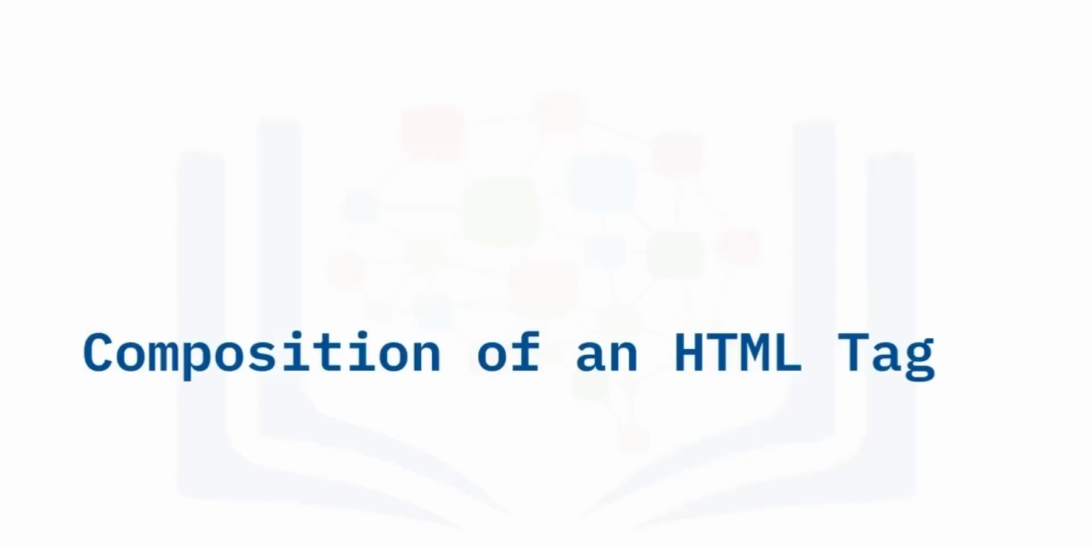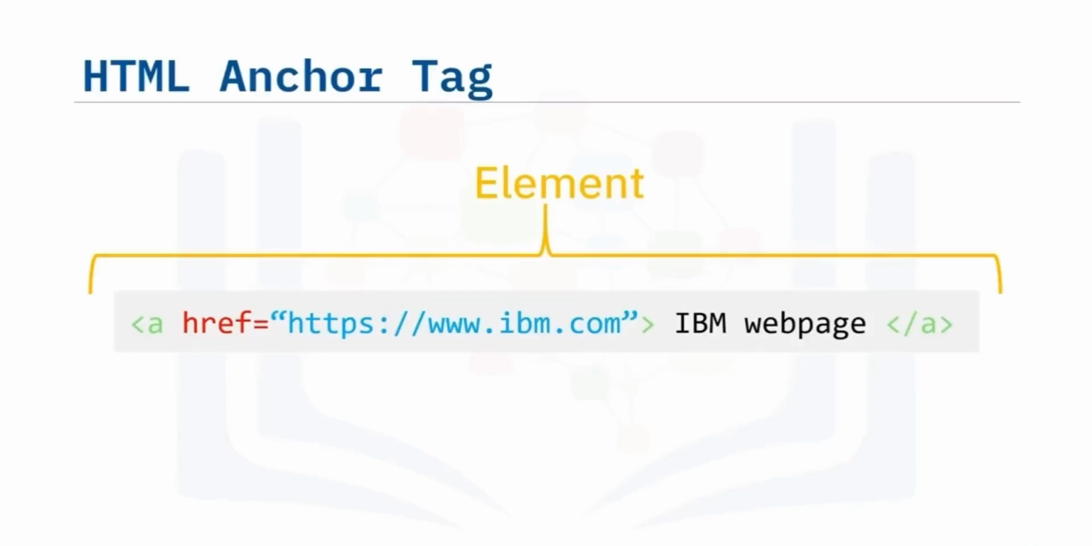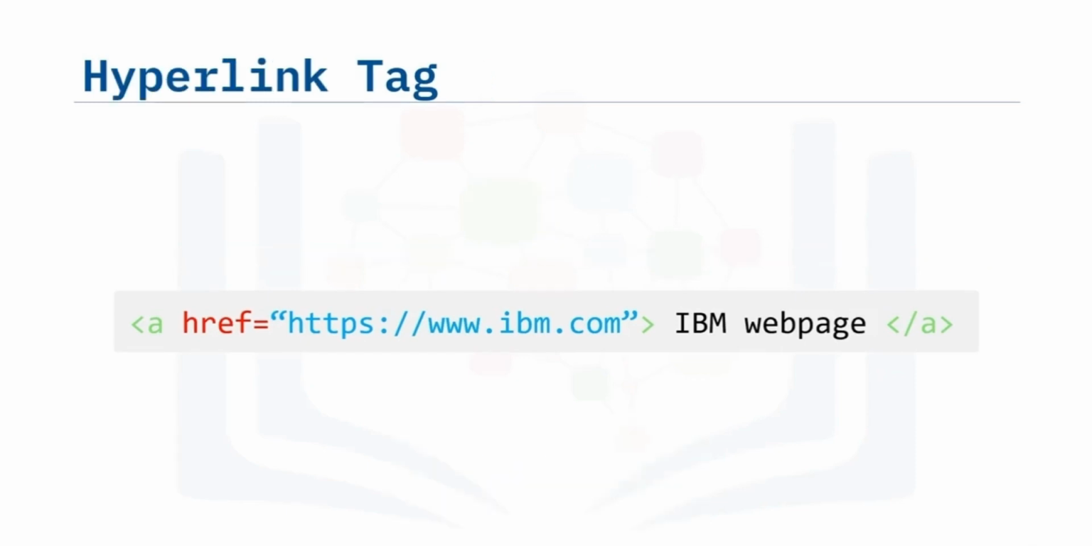Let us take a closer look at the composition of an HTML tag. Here is an example of an HTML anchor tag. It will display IBM, and when you click it, it will send you to ibm.com. We have the tag name, in this case, A. This tag defines a hyperlink, which is used to link from one page to another.